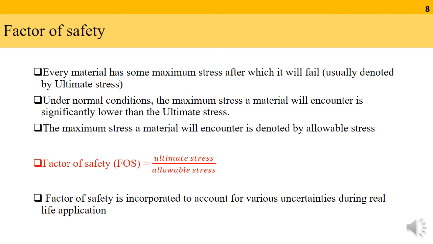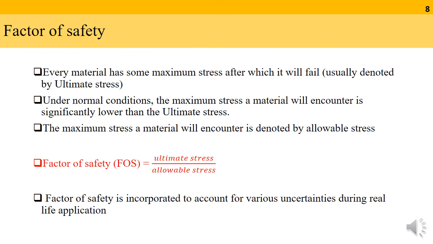So you are going to do all your calculations based on the maximum load that a material is going to get, but your material is still not going to fail. The maximum stress that a material will encounter is designated by allowable stress. This is something that the designer has to calculate. And therefore, we come to the definition of what is known as factor of safety. Factor of safety is the ratio of ultimate stress divided by allowable stress.